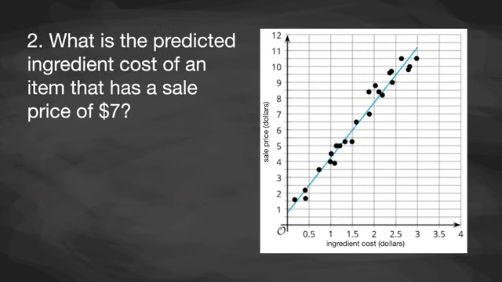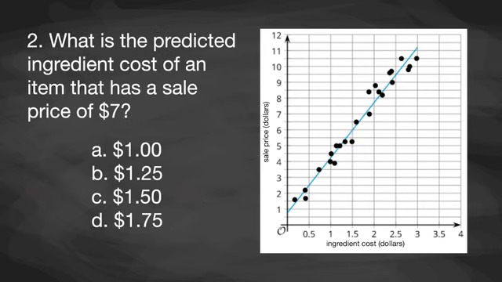What is the predicted ingredient cost of an item that has a sale price of $7? Look at the line modeling the data through the scatter plot. If you draw a line from the y-axis at 7 to the model line, the x-coordinate is about $1.75. This means the predicted ingredient cost of an item that has a sale price of $7 is $1.75.